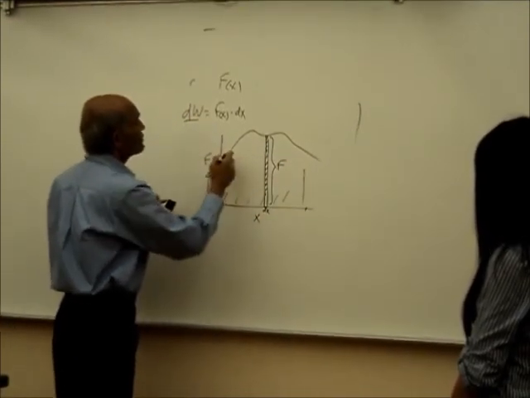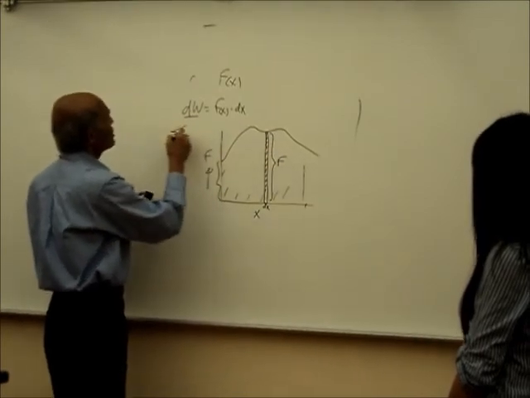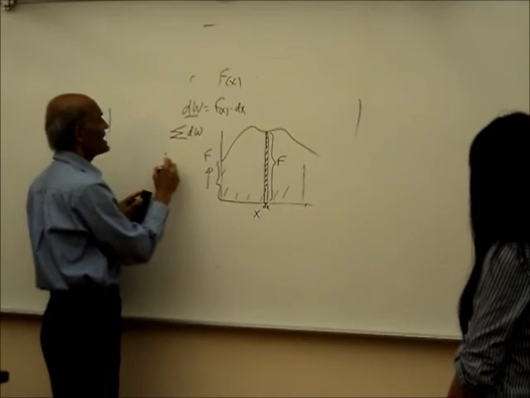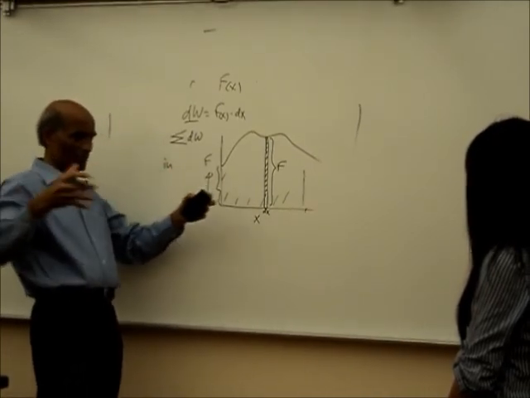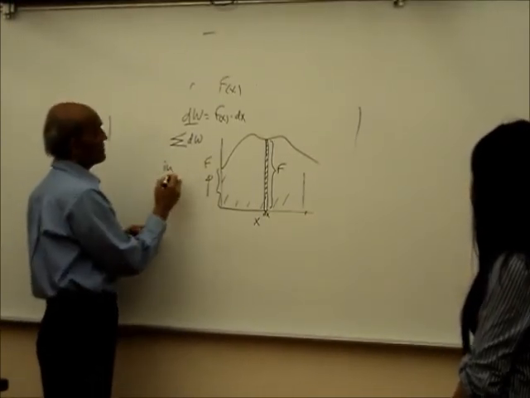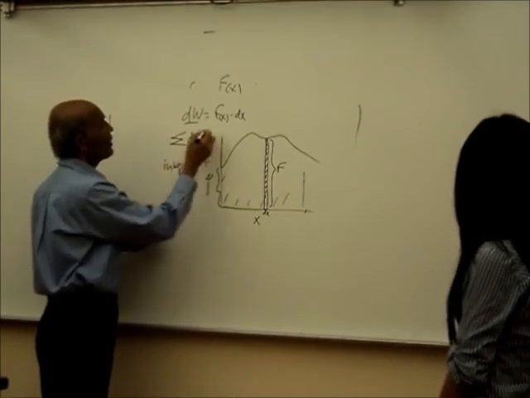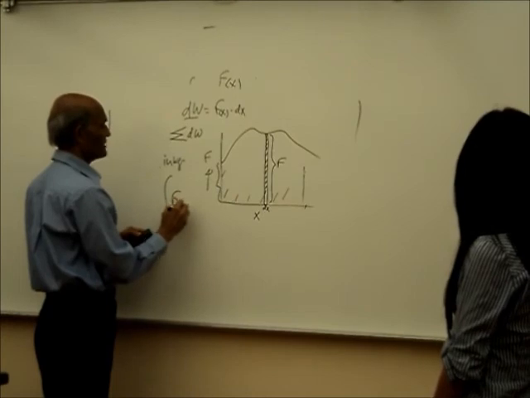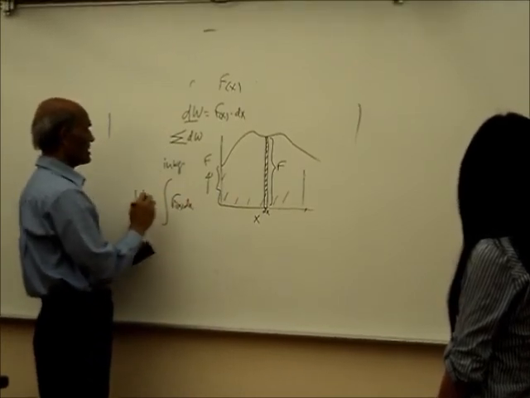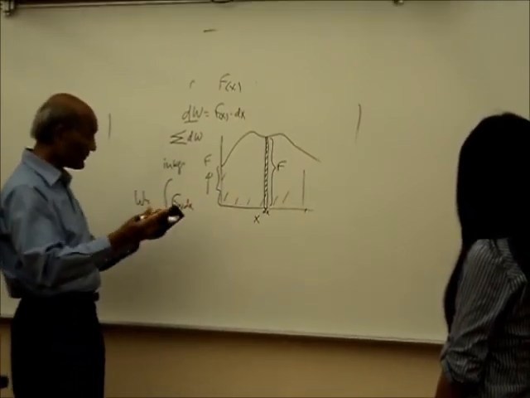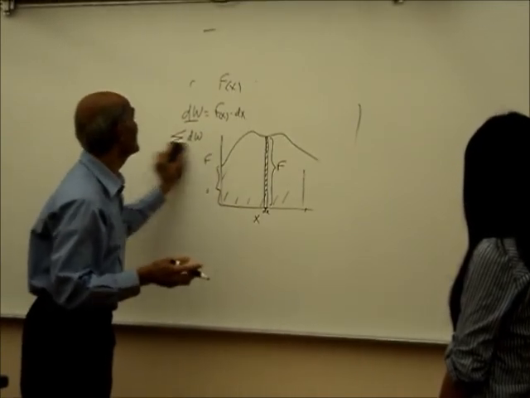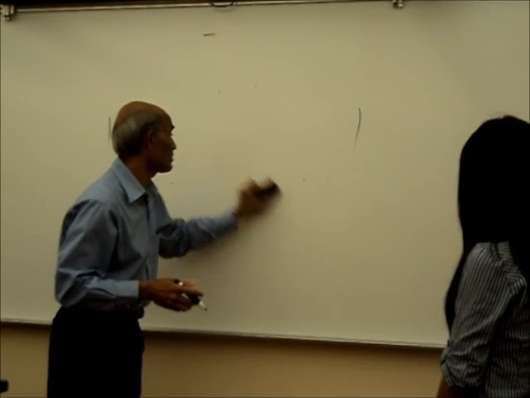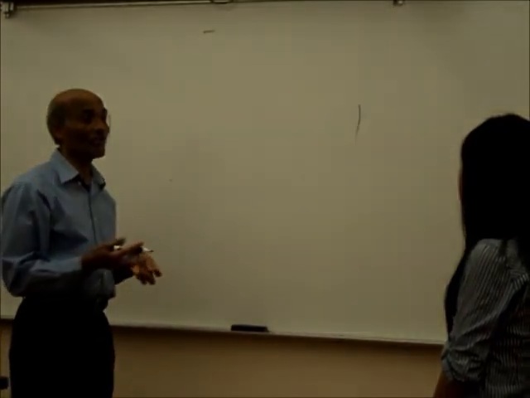And this process of adding up or summing up all the dW's, in calculus, we say, is integration. Integrate, put them all together. So we integrate all the dW. Integrating dW, or F(x) dx, will give you the total work done. A very common example where this is used, not only in physics and engineering, but in all areas.